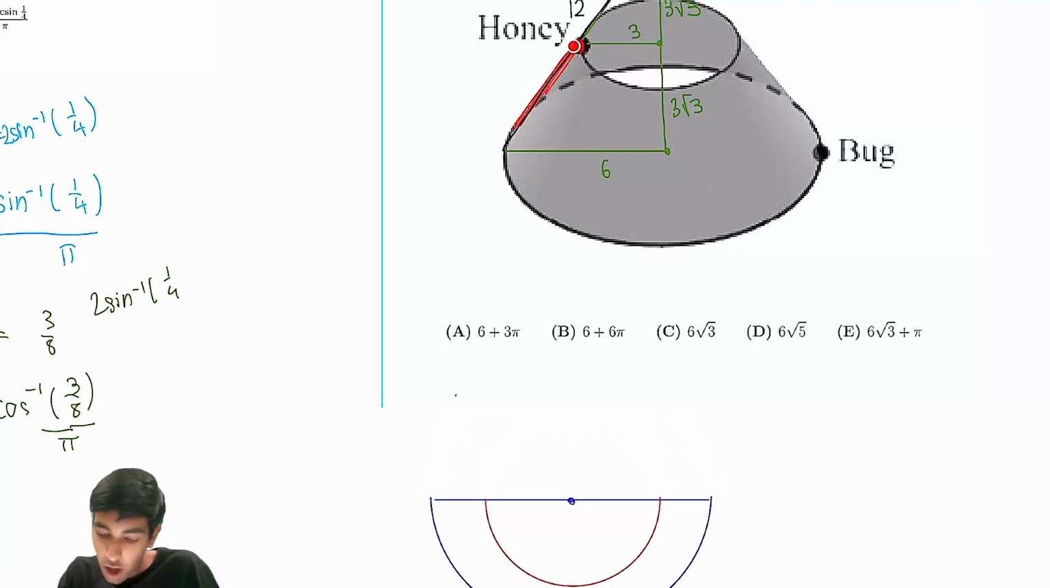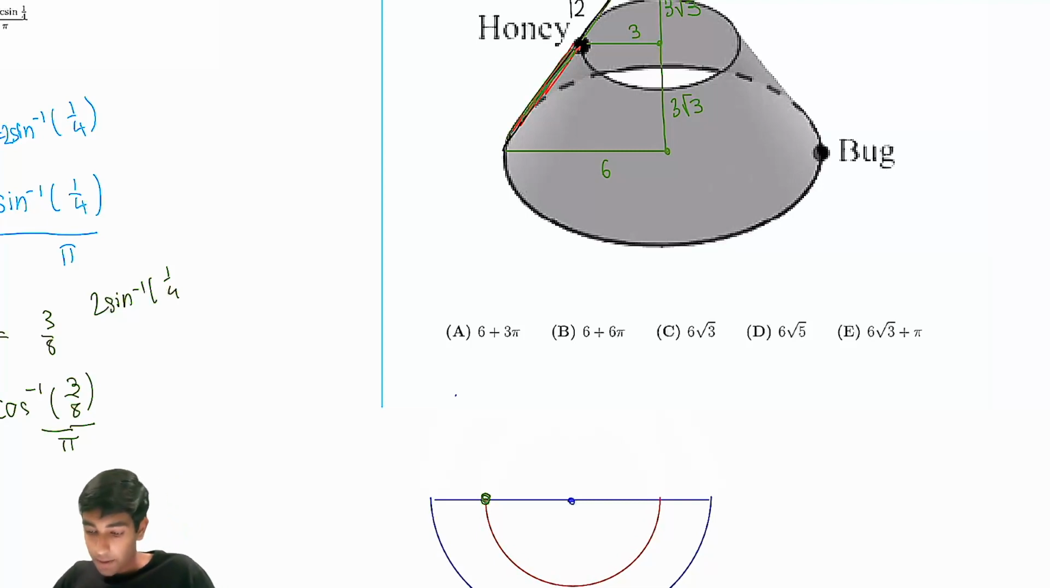The honey is going to be on the top part, so it's going to be kind of there. It's on the inside circle, which corresponds to this. So it's going to be, let's say, right over here. It's going to be at the very edge, because we're cutting along right here.